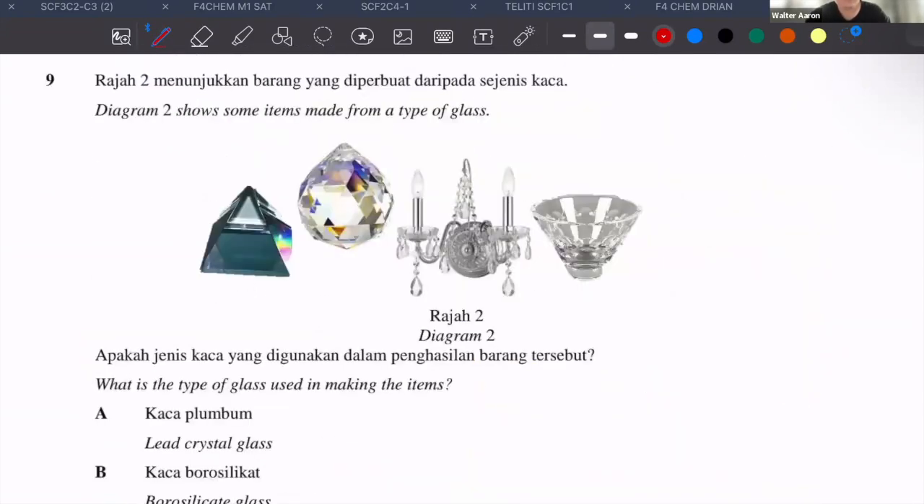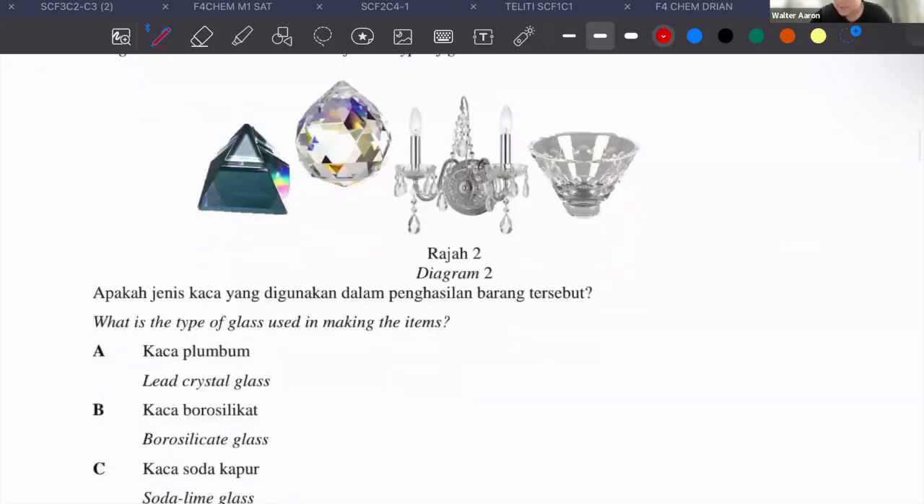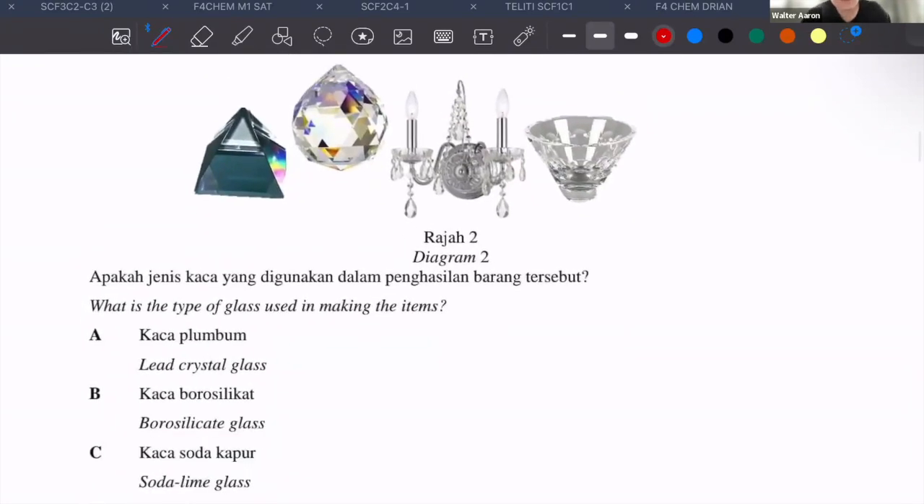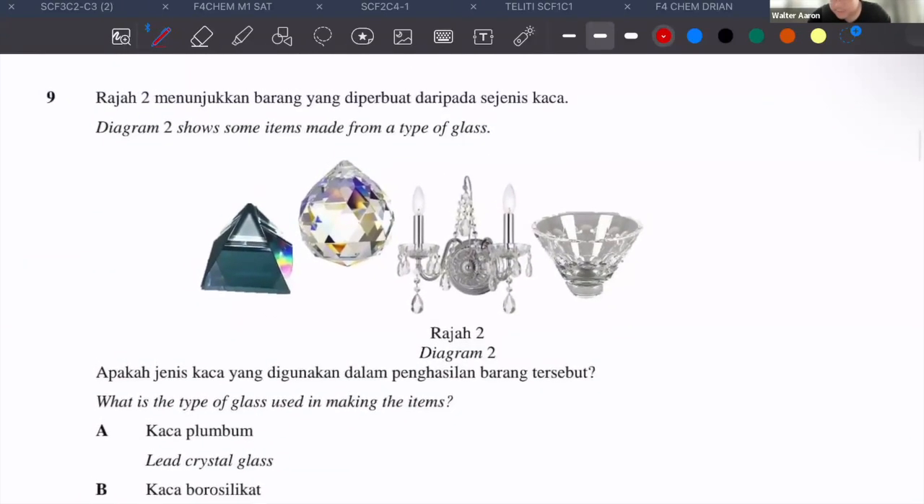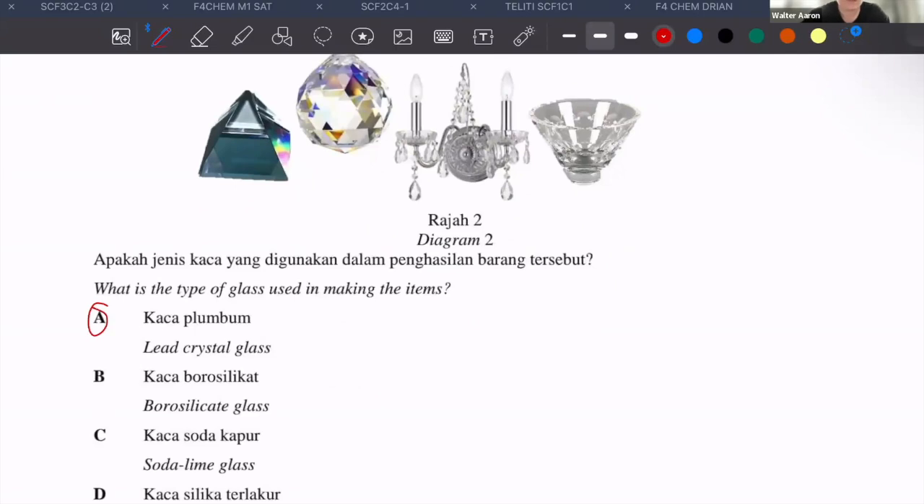Number 9, diagram 2 shows the items which are made from a type of glass. I would say these are all very shiny and are more suitable to be used as ornamental items with a very high refractive index. So I think most likely this is lead crystal glass, which we can buy from shopping malls that sell a lot of crystal items. Those are basically lead crystal glass. They're very shiny and have a very nice physical appearance. So for number 9, most likely the answer is A.